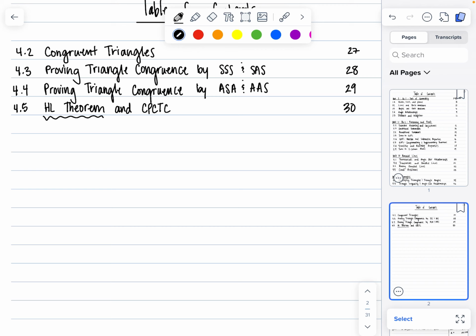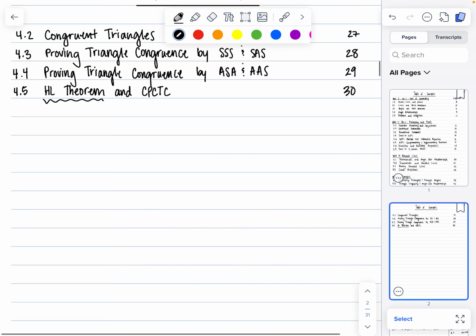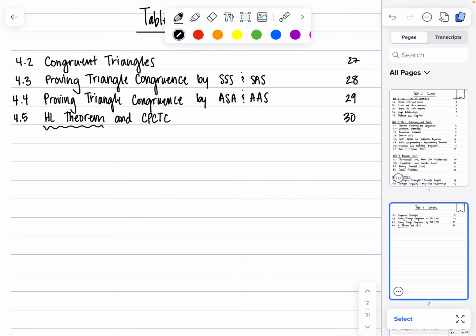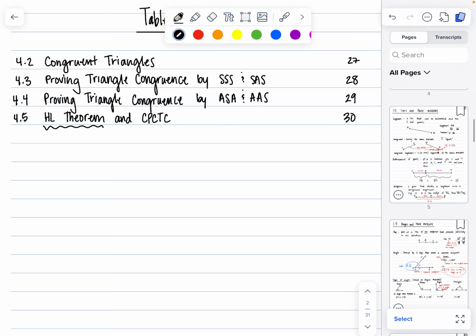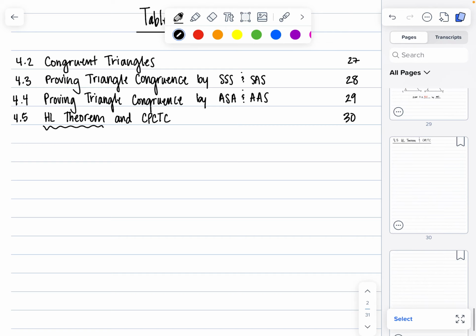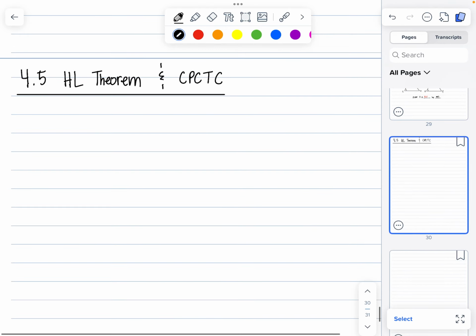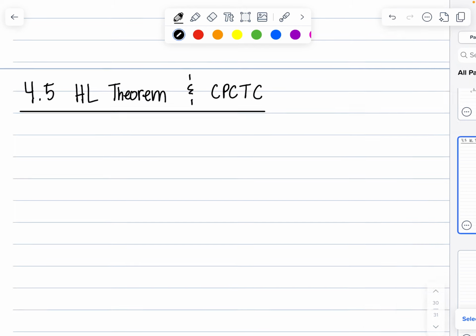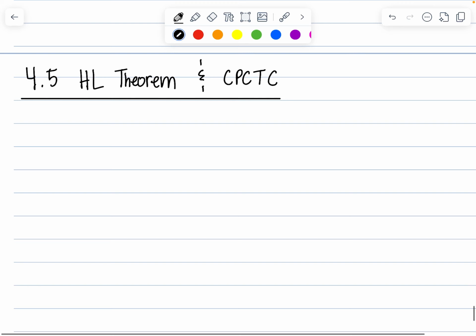Now, it sounds weird that we have something called HL because everything up until this point has been angles and sides, but you'll quickly realize why we call it HL. Go ahead and get that title down in the index and in the table of contents. And then this title down, HL theorem and the CPCTC.